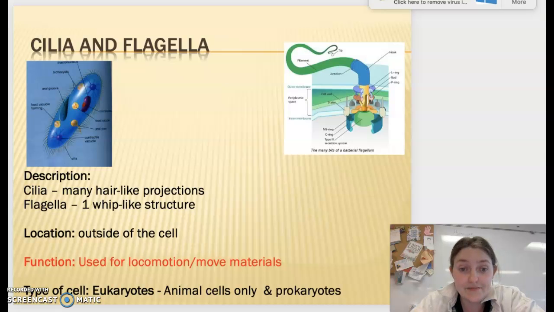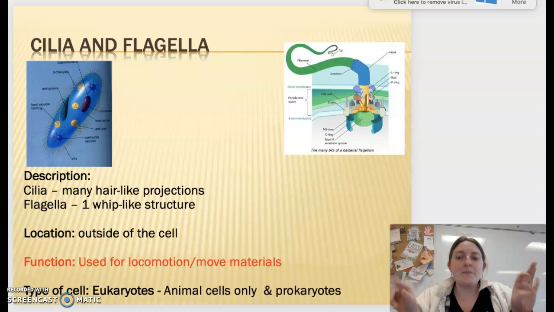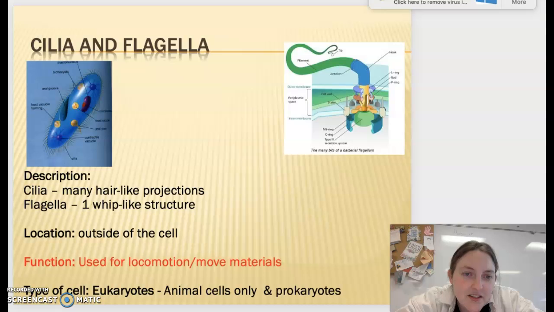Cilia and flagella. Cilia and flagella are two separate transport tools on the outside of a cell. Cilia are many little hairs. So it looks like teeny millipede legs on the outside of the cell. So they're little hairs that help with movement. And flagella is one whip-like tail on one end of the cell, which allows for movement, just like sperm cells. Sperm cells have that tail, that's a flagella. These are always on the outside of the cell, and they're used for moving and the movement of materials.